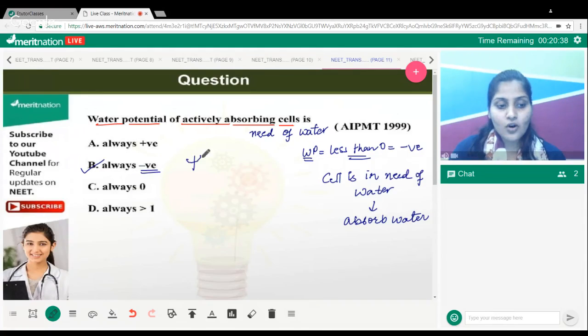So an absorbing cell will always have a negative value for water potential. It wants water to come and fill inside it. Easy concept, I guess. You've understood how to calculate them. Then, without much delay, we'll look into the next question.